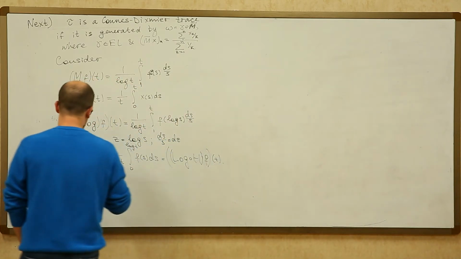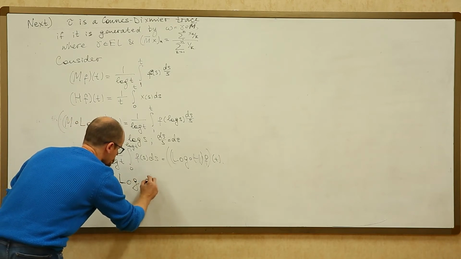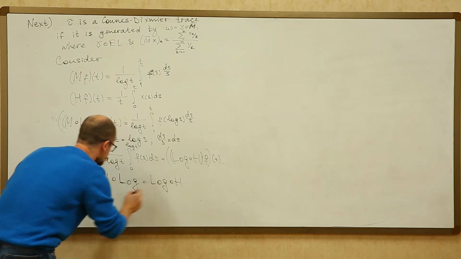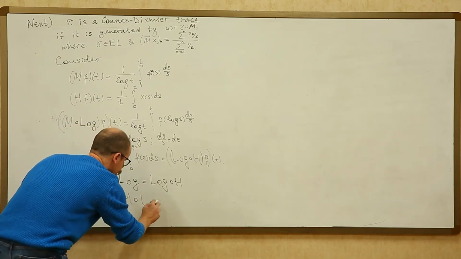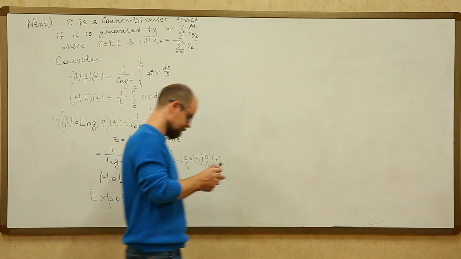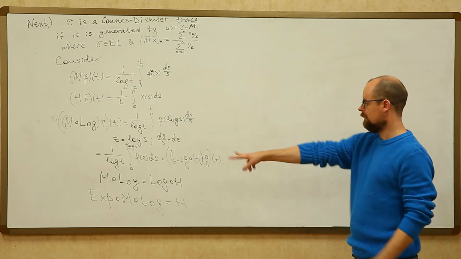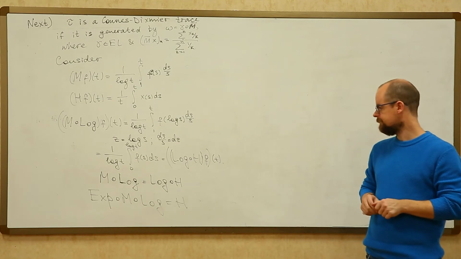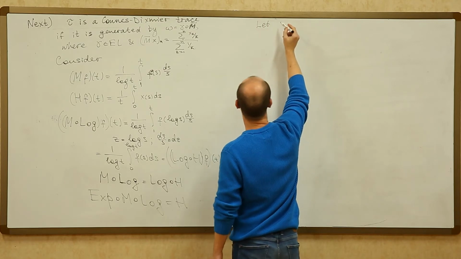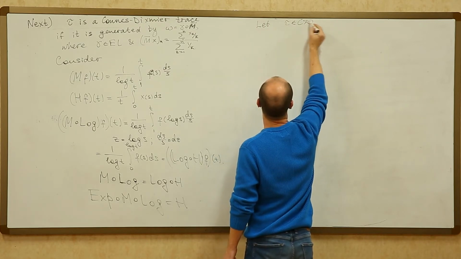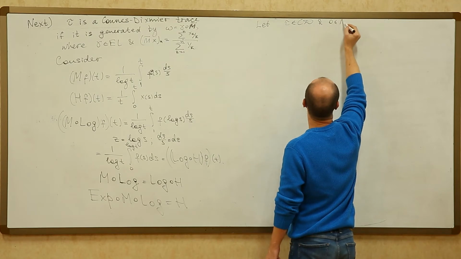So far I showed this, but we can write it in the other way. I just apply the exponential from the left. So that's what I mean by intertwined. Now let's take a Connes-Dixmier trace. I use this notation for the class of Connes-Dixmier traces. And let A be a positive operator.